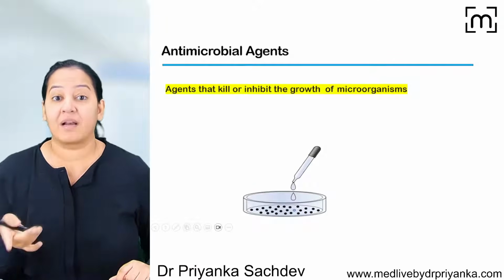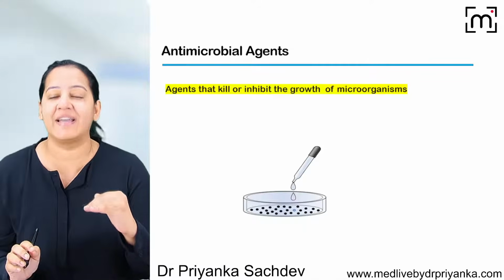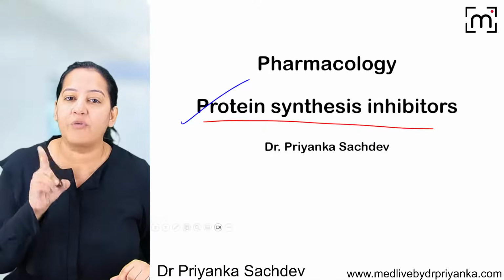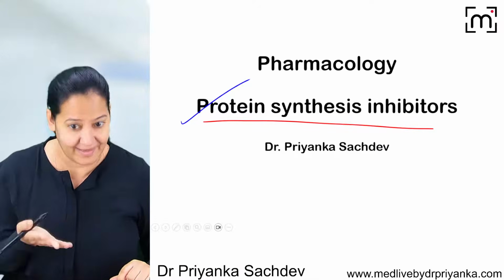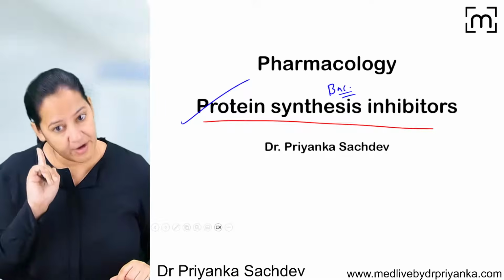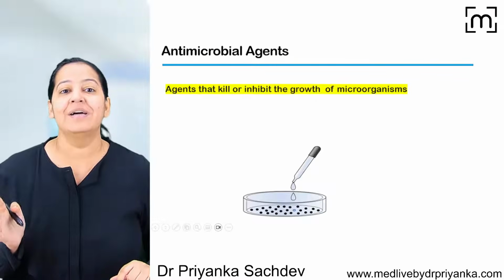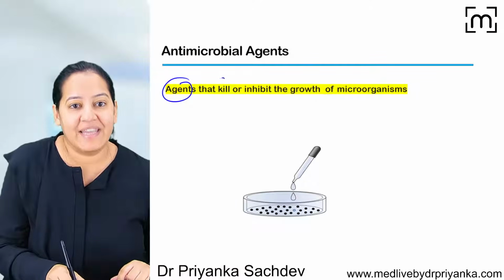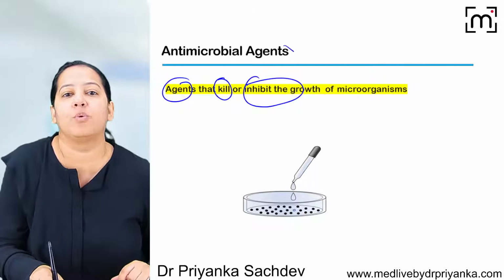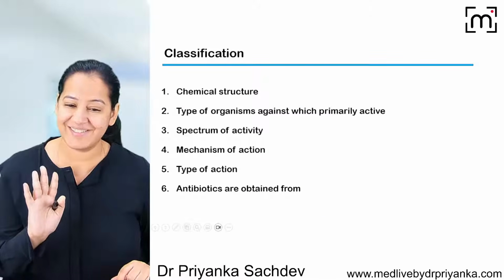Now let me tell you the classification of the antimicrobials first, before coming on the particular category today, that is protein synthesis inhibitor. Protein synthesis inhibitors are one of the antimicrobials. These are antibacterial drugs. They all kill bacteria. So before that, you must understand all the categories. Any agent that kills the microorganism or inhibits the growth of the microorganism is known as an antimicrobial agent. First, understand the definition. I hope you understood the definition.